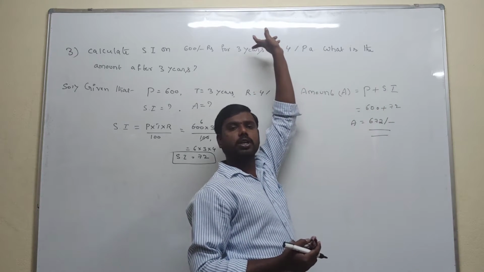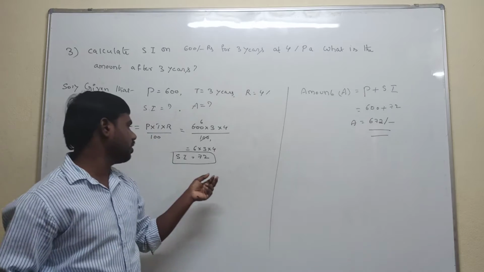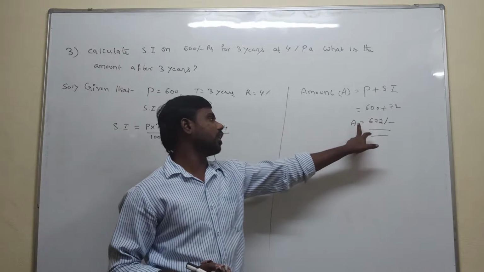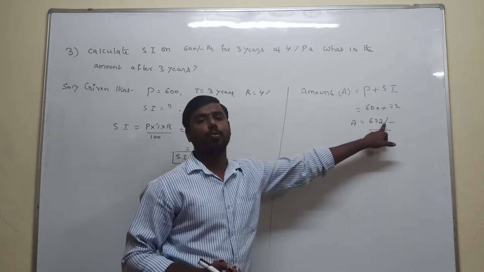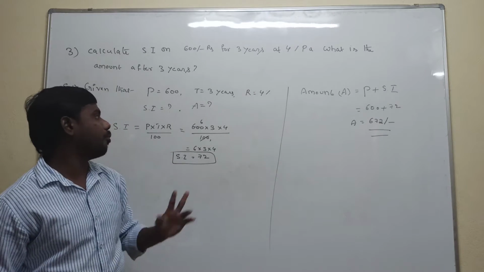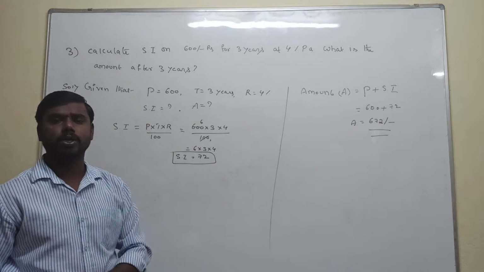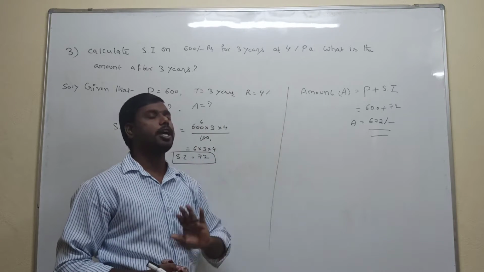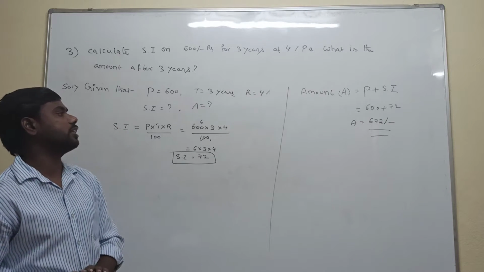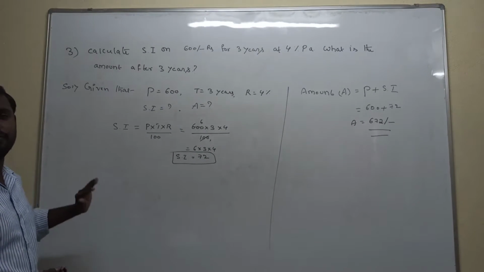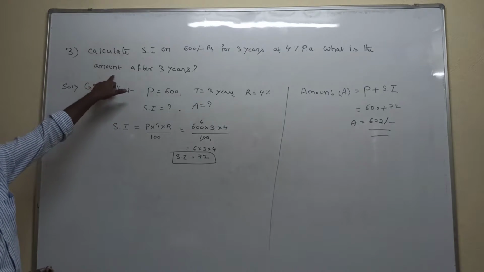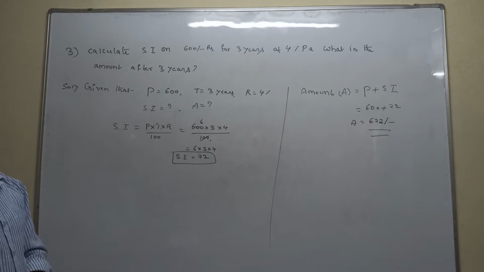So what is the principal amount? 600. What is the simple interest value? 72 rupees. After 3 years, the total amount is 672 rupees. This is the required solution. How many formulas are applied here? There are two formulas. One is the simple interest formula, another is the amount formula, which is principal plus simple interest. In earlier questions we applied only simple interest, but here we apply the total amount formula too.